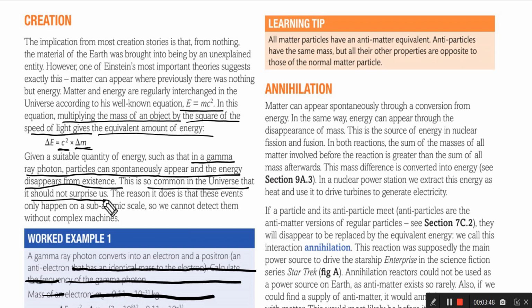So creation is when a certain amount of energy disappears and a particle and antiparticle are spontaneously produced. This phenomenon is known as creation. We don't notice it because these events only happen on the subatomic scale, so we cannot detect them without complex machines.